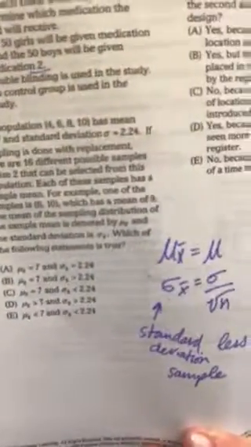So we know that the sigma of my sample, that's also known as my standard deviation. So I'm going to write that down. Standard deviation has to be less. The standard deviation of my sample has to be less than the standard deviation of my population.